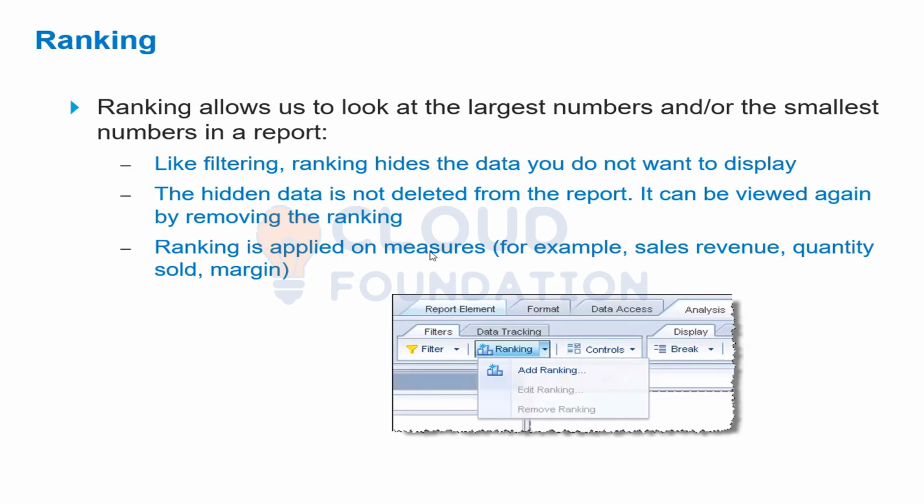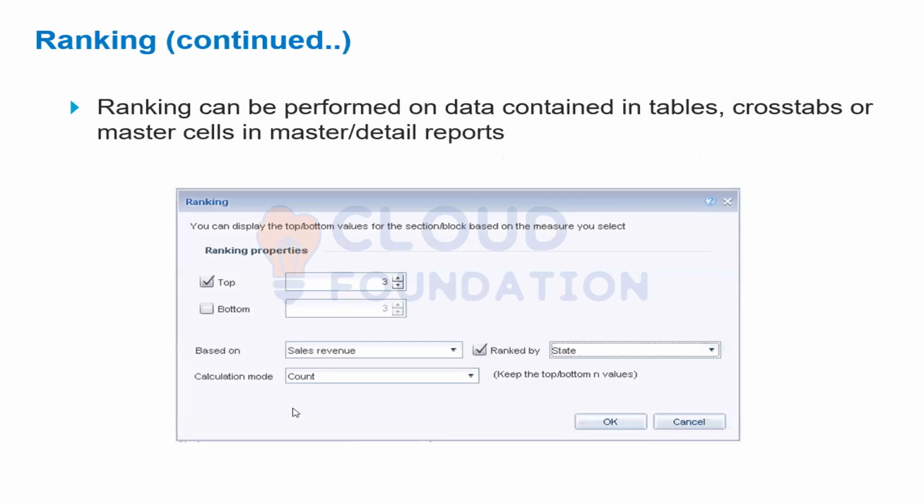Ranking is applied on measures, for example sales revenue, quantity sold, or margin. Top 10 means the top 10 sold products or top 10 searched products. It is applied on measures, not on dimensions. Ranking can be performed on data contained in tables, crosstabs, or master cells in a master detail report.